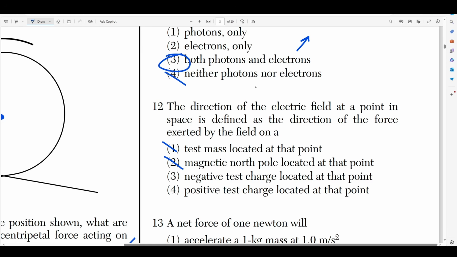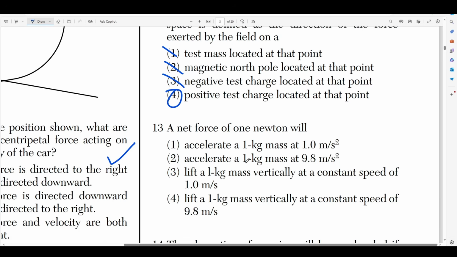Or you don't use a magnetic pole. So the next thing you need to remember is that in order to test a direction, you use a positive test charge. Right, so choice 3 is off the table because a negative test charge is not used. 13 says a net force of 1 Newton will do what?